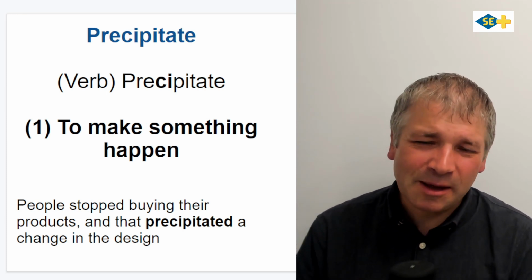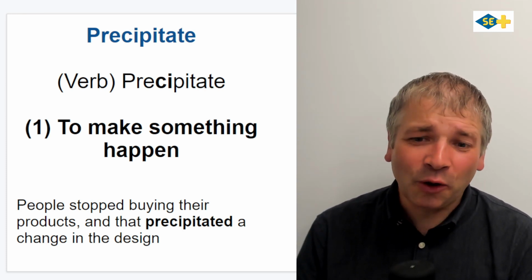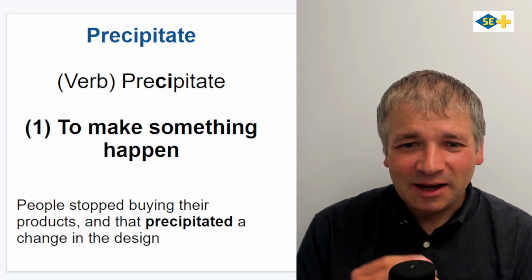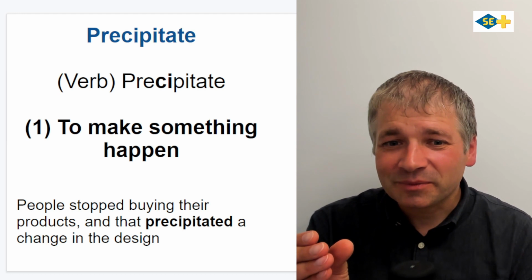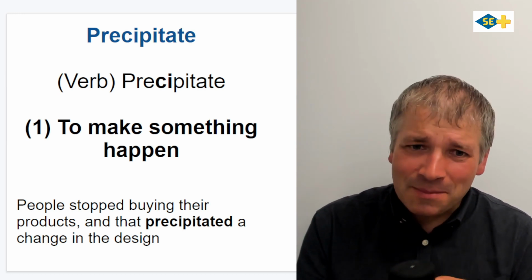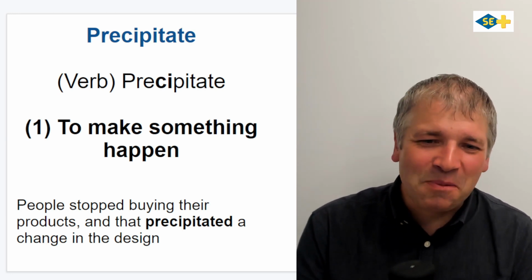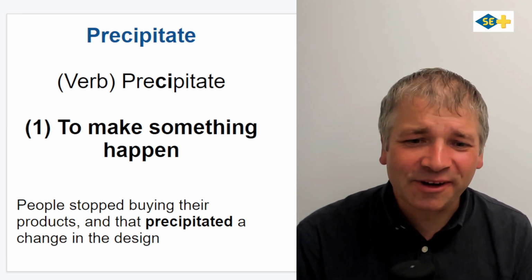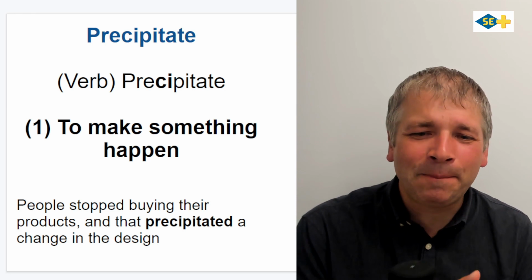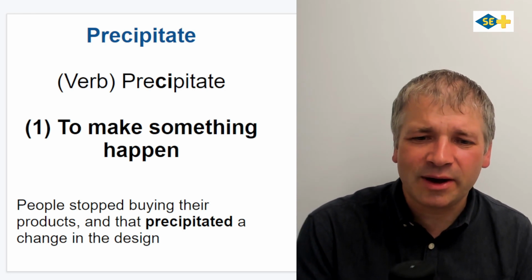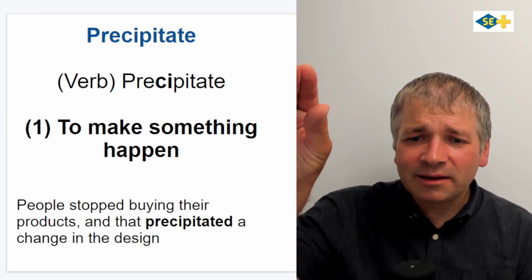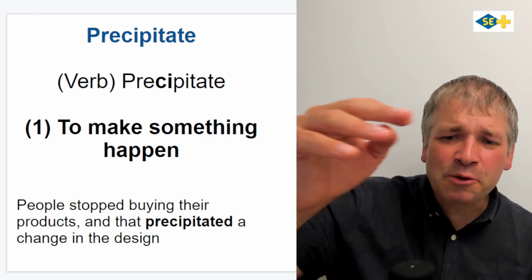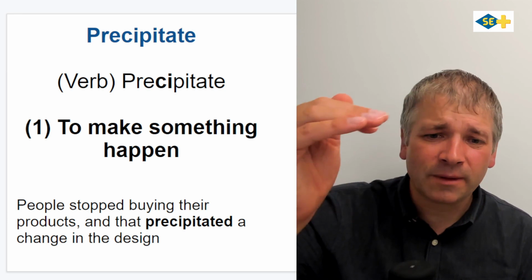The word precipitate has two meanings. It's a verb, and the stress is on si. The main meaning is to make something happen. People stopped buying their products, and that precipitated a change in the design. So one thing leads to something else happening, but there's a process that forces it along.